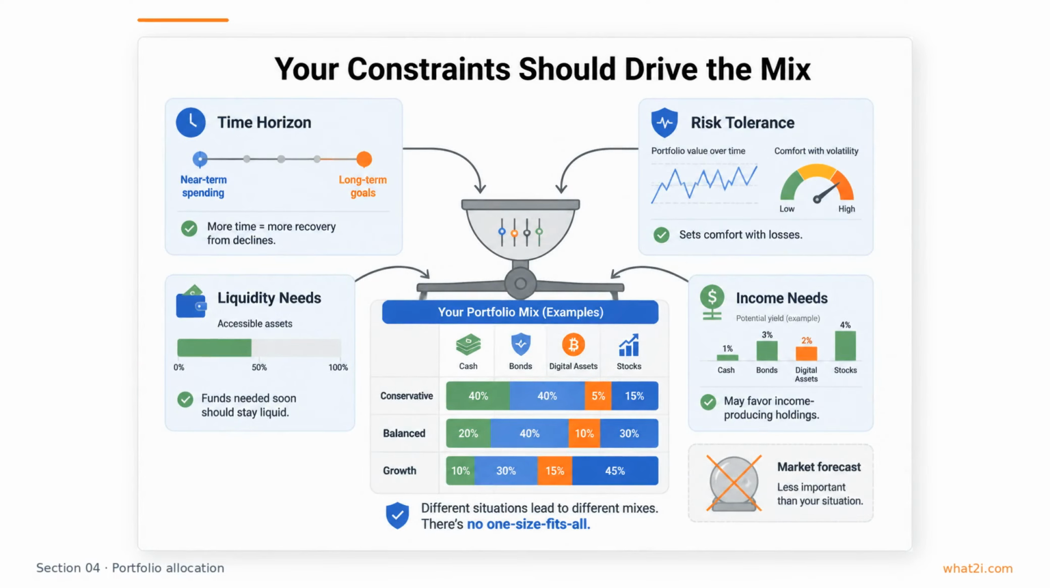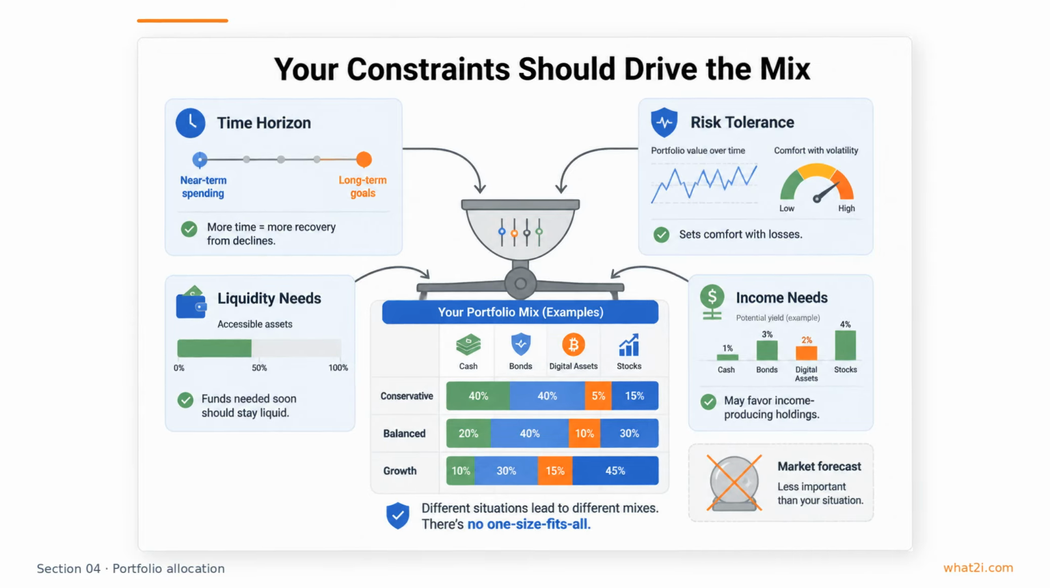The most suitable allocation usually comes from personal constraints, not short-term market forecasts. Your time horizon matters because longer horizons give more time to recover from declines. Your risk tolerance matters because the best allocation on paper is useless if losses will cause you to abandon it.